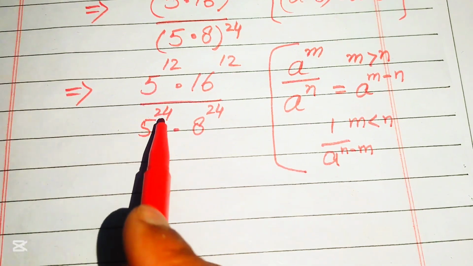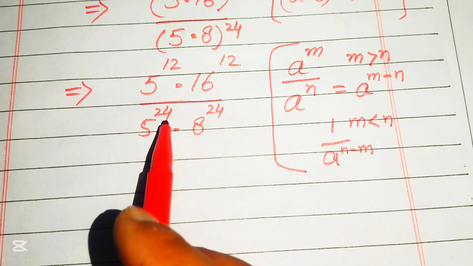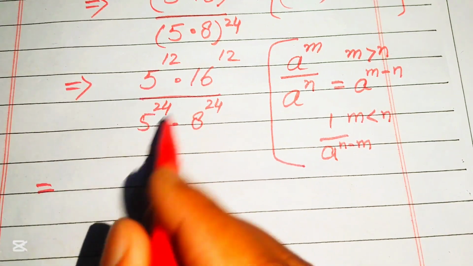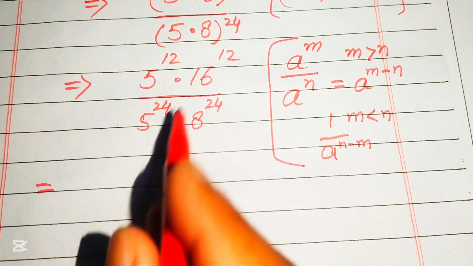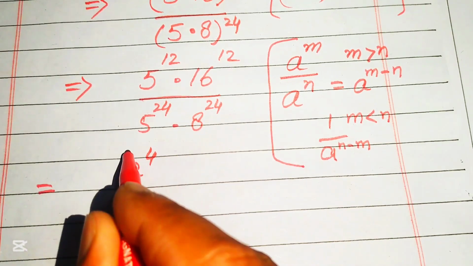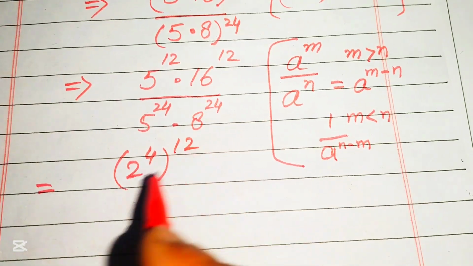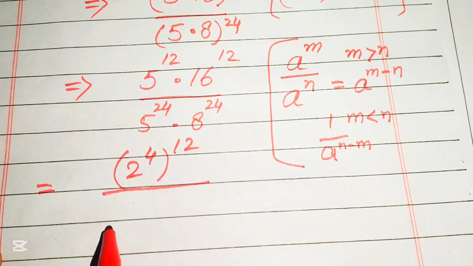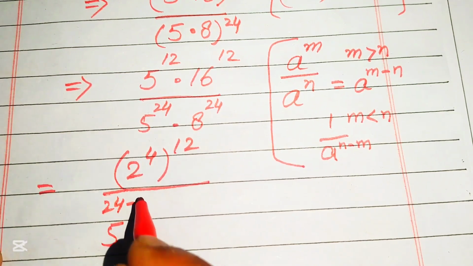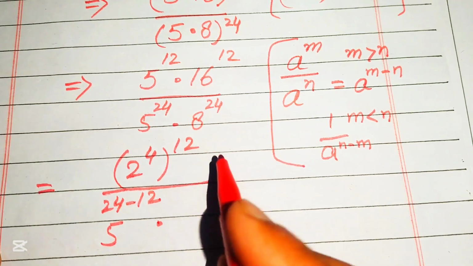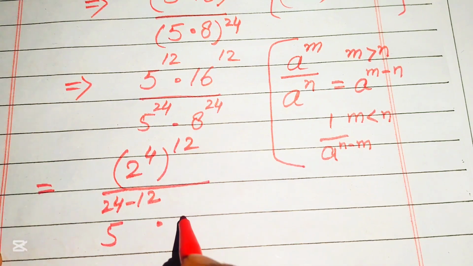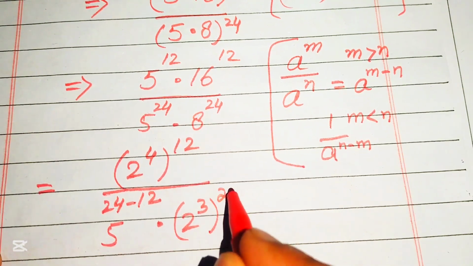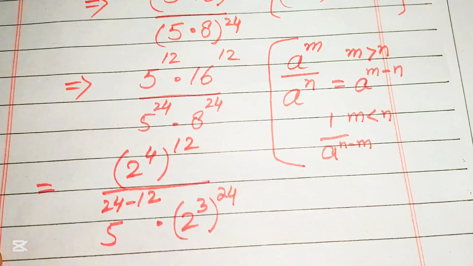Now you see that 12 is less than 24, so we move this 12 to the side of 24. It will be written as: we write 16 as 2 to the power of 4, and its whole exponent is 12. It is divided by 5 to the power of 24 minus 12, where we moved the exponent 12 to 24, and we write 8 as 2 cubed. We know that 2 cubed is equal to 8, and its whole exponent is 24.